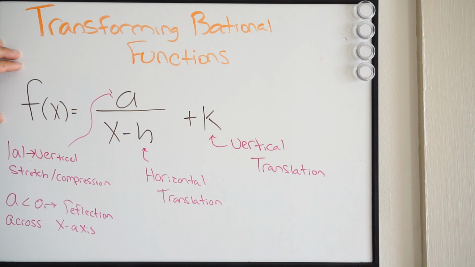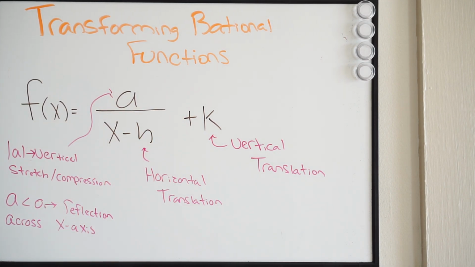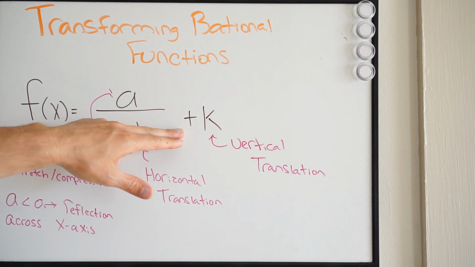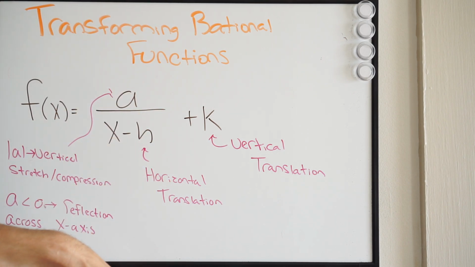I have right here written a little cheat sheet we can use to help us remember when we're doing transformations on rational functions. I just have a basic rational function equation here, and we're going to go through what each value means. Our k value is for the vertical translation, up or down. If it's positive k, we're going up. If it's negative k, we're going down.